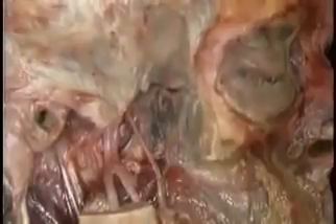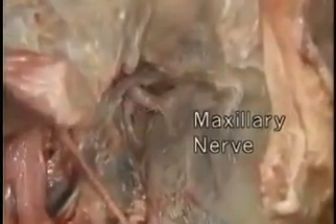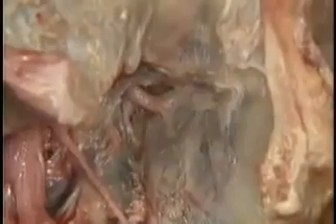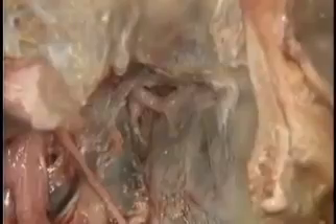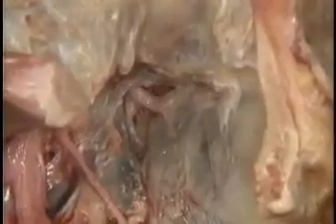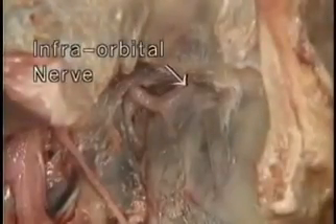Now we'll return to the dissection. Here's the maxillary nerve running forwards across the pterygomaxillary fissure. As it approaches the maxilla, it divides into branches. The continuing trunk of the nerve is known as the infraorbital nerve. We'll follow it first.